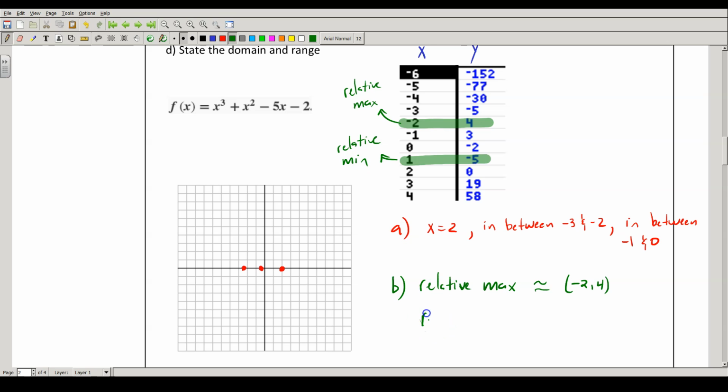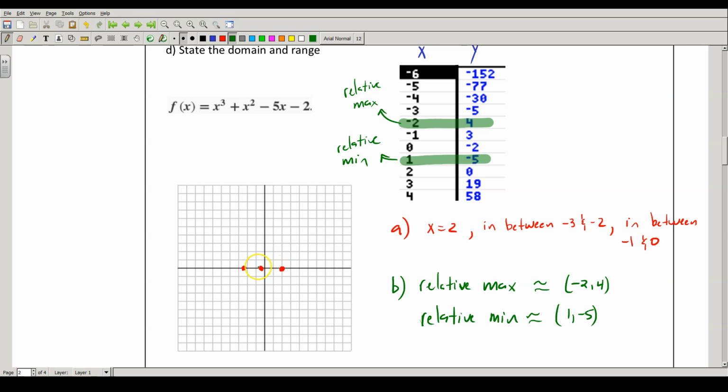Okay, so I'm going to say, again, we're just looking for clues here. We're not being exact. We're just looking at the story of the table and trying to figure out where the highs and lows are. So the relative minimum looks to be at about (1, -5). So I'm going to plot these two points because I think they're critical points of the graph where we're changing.